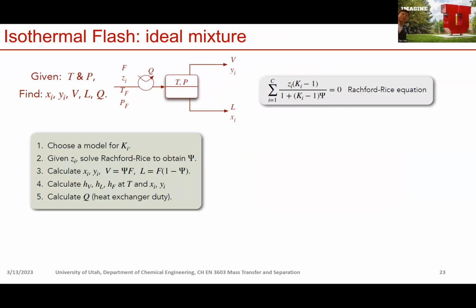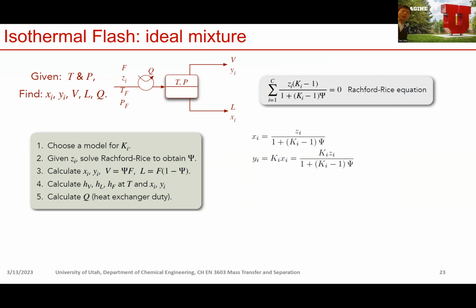So here's how to do it step by step. First, we choose a model for Ki, right? Then we can compute Ki based on the temperature and pressure. Once we have the Ki, we can solve the Rachford-Rice equation to get psi, right? Once we get psi, we can compute this liquid stream composition with this equation here. We can also compute the vapor stream composition with this equation.